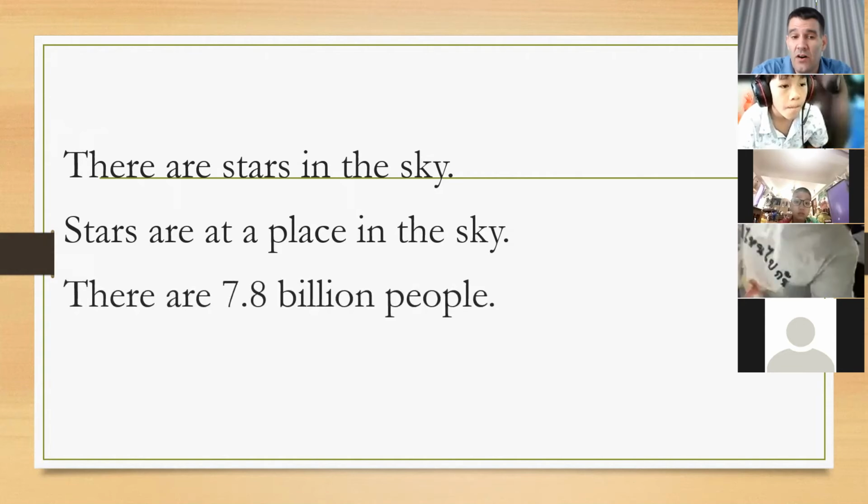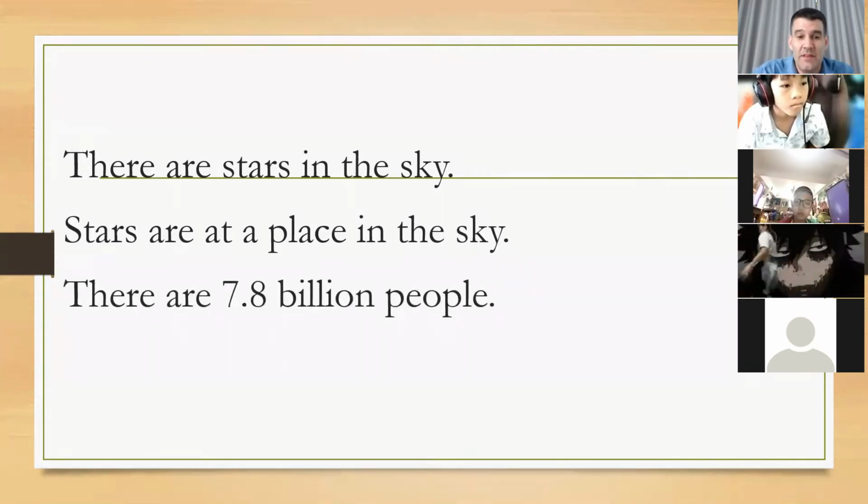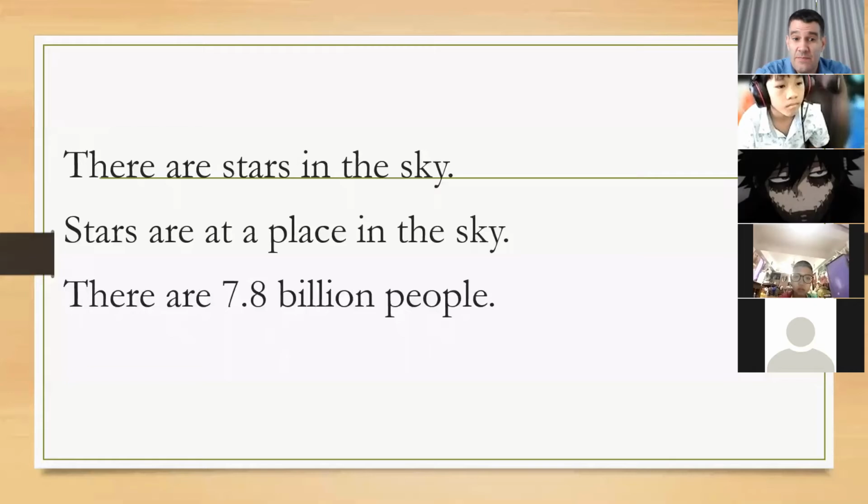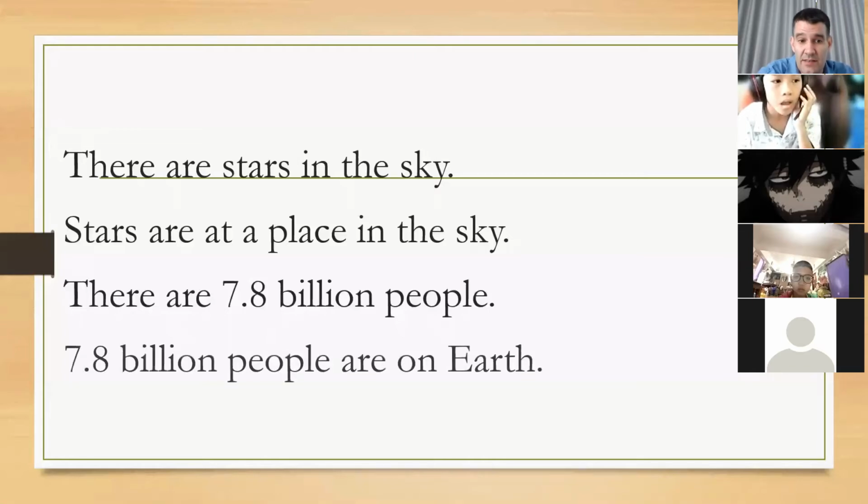You can say there are 7.8 billion people. So this just says that there is not 9 billion. 9 billion people do not exist. Only 7.8 billion people exist. Or you can say 7.8 billion people are on Earth. But it's just easier to say there are 7.8 billion people.